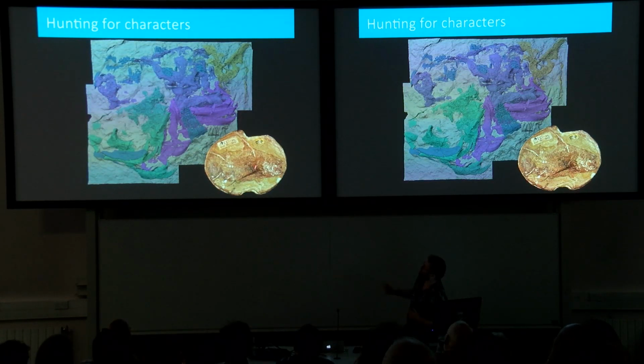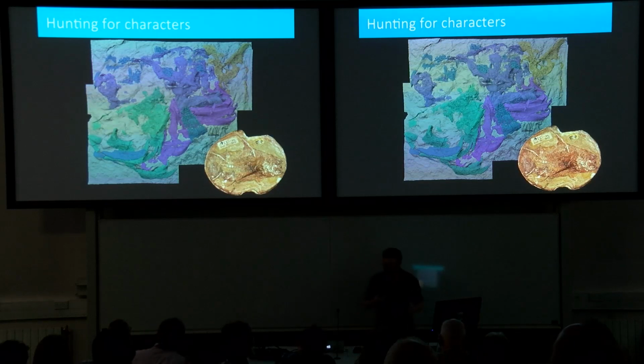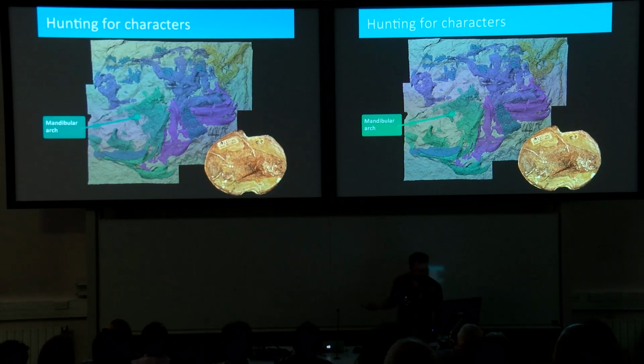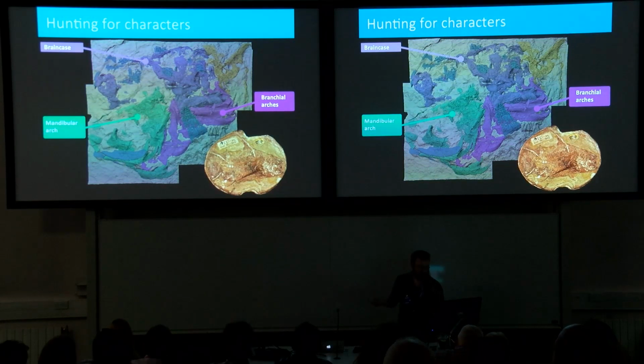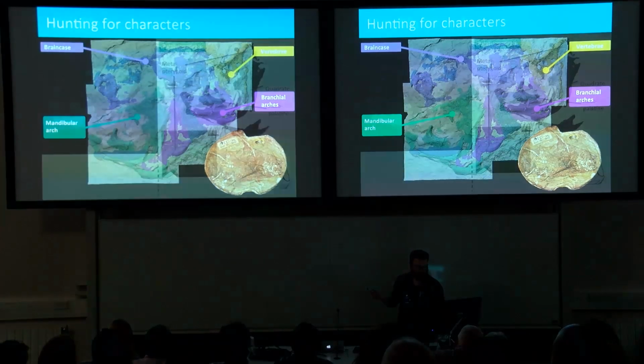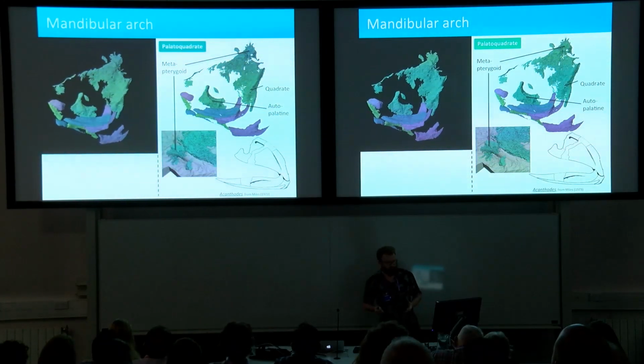And then we've got all the branchial arches down here, squashed between the shoulder girdle, which is slightly off here, covered by this dermal plate. And we've got some vertebrae behind, which I won't really talk about, but if you're keen, you can ask me. So there we go: mandibular arch, branchial arches, braincase, and vertebrae. So first off, what have we got in the mandibular arch?